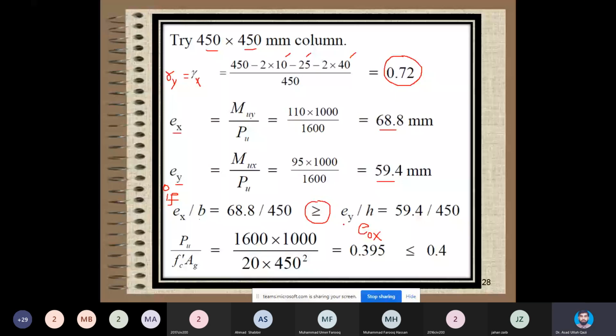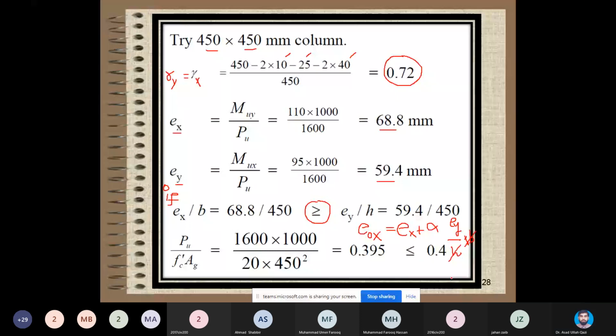So I should call the equation of E naught X, which was EX plus alpha times EY over H into B. Since B and H are equal, they will cancel each other. So it is simply EX plus alpha times EY.